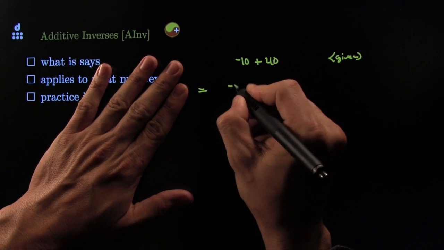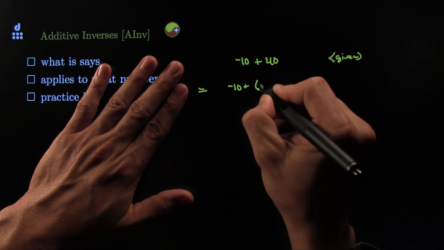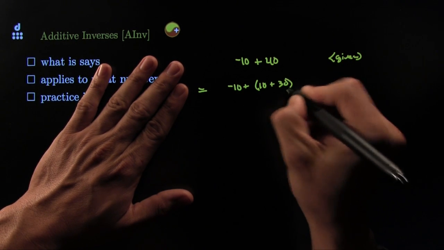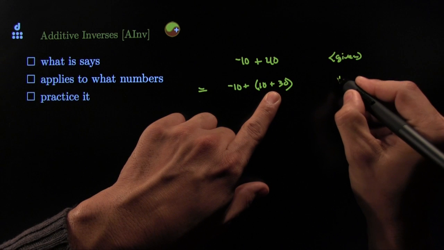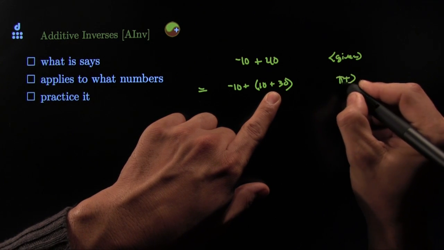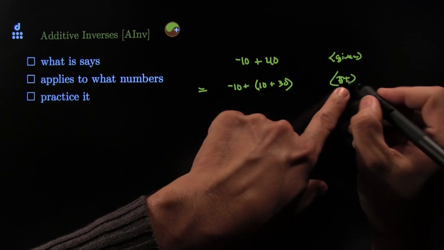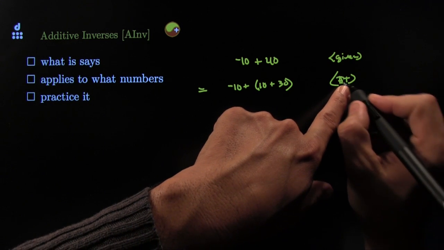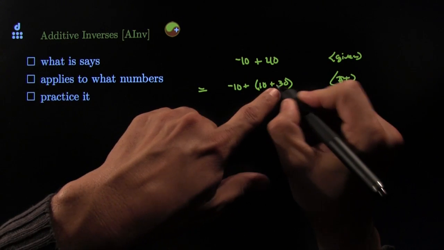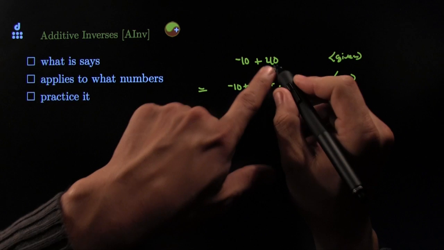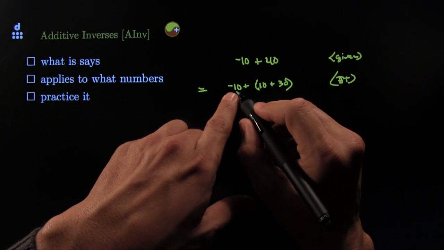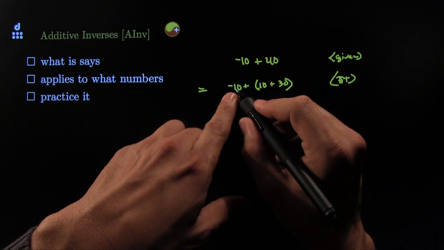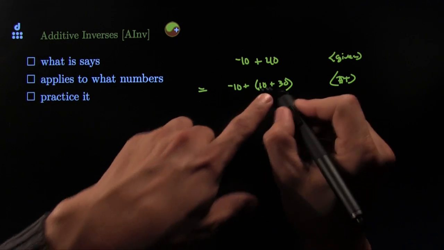Now watch this. Negative 10 plus, instead of 40, I could write 10 plus 30. Why can I do that? Well, that's addition table. We did that at the very, very beginning. It was one of our first axioms, addition table. 10 plus 30 is 40. Why would I want to do that? Because I want to borrow 10 from here because that's the 10 killer. So who would kill the 10 killer? Well, the 10 would kill the 10 killer.